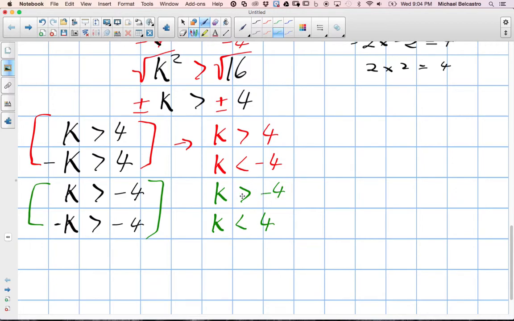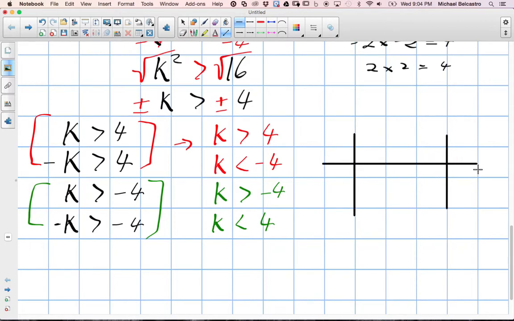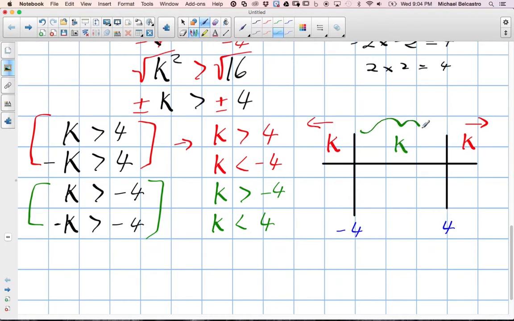So we kind of have to see what these mean. So what I'm going to do is draw a number line. Good old elementary school. Okay? And the reason I've drawn this number line is because our important values are at negative 4 and positive 4. The red ones talk about being greater than 4 and less than negative 4. So the red values are when k is out here and k is out here. Okay? The green values are talking about k being greater than negative 4 but less than 4. Well, that's where the k values exist in here. Okay? So we're either using the red pairing or the green pairing.